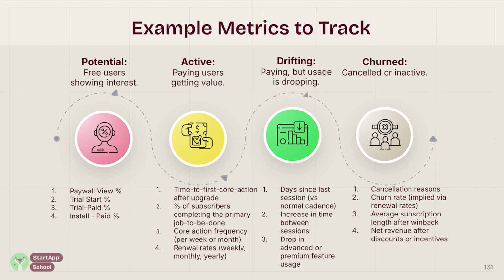So let's look at drifting. There's quite a few here. So we want to be looking at, for example, the days since they last used the product. Is it a normal cadence, what we would expect with the natural frequency? Or are there huge gaps, and that would signal that these users are not getting the value they once were? Is there an increased time in between sessions?